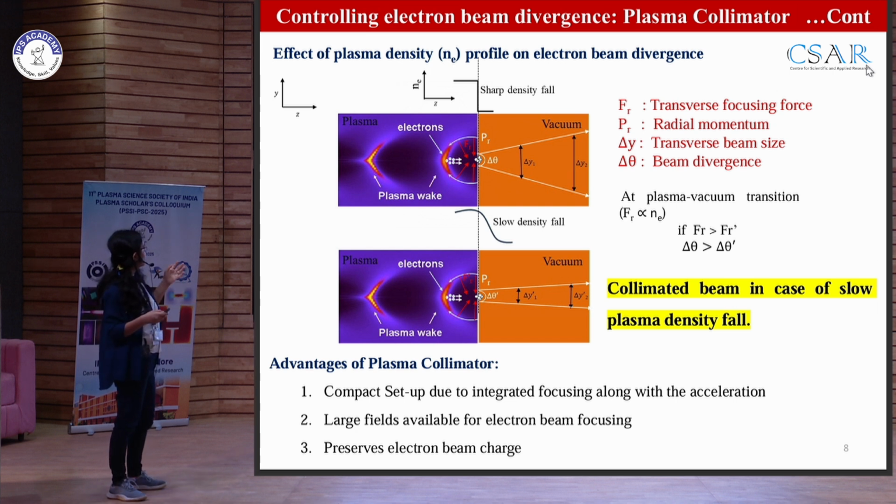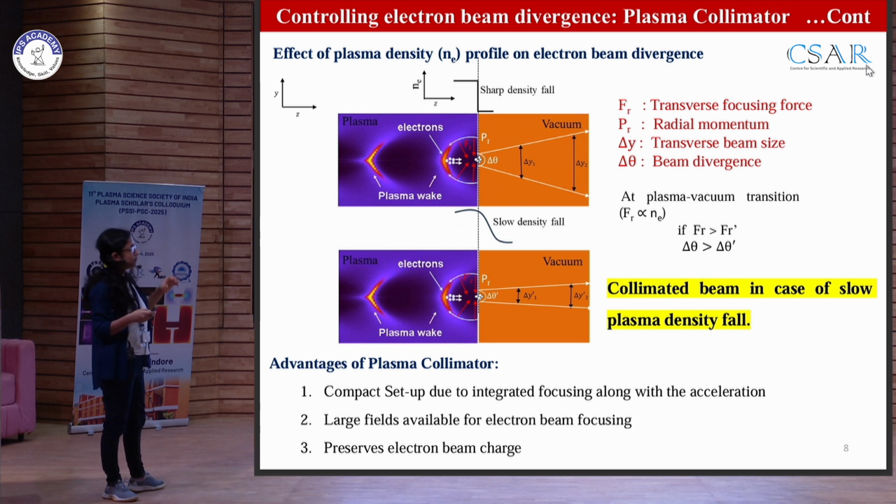What is the benefit of a plasma collimator? First, I am focusing the electron beam along with the acceleration, so it will be a compact setup. Next, large fields are available to focus the electron beam, so the task will be done in mm or centimeter distances only. And it will preserve the electron beam charge because all electrons are accelerated inside the bubble only.